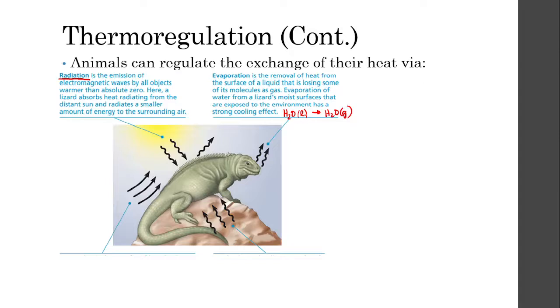When a liquid turns to gas, it requires a lot of energy to do so. So where does this energy come from? This energy comes from the body of the animal. What happens is when it's too hot, you sweat. You see the sweat on your skin, and then eventually this sweat will evaporate, and when it evaporates, you feel much cooler.